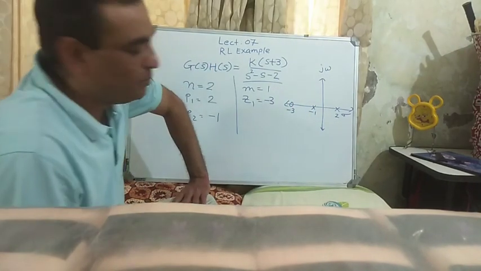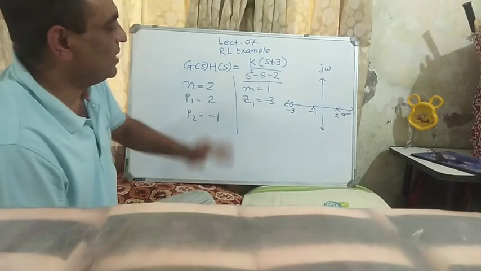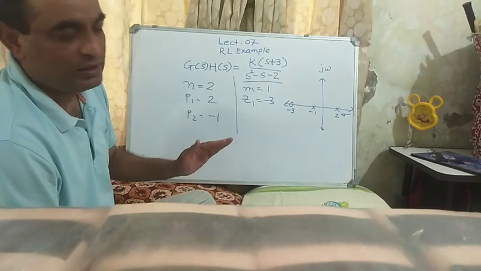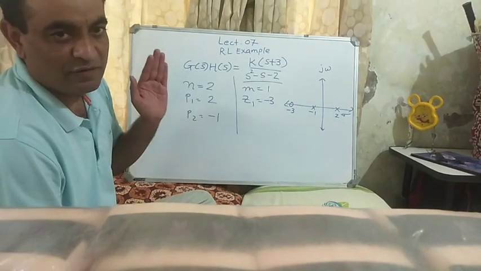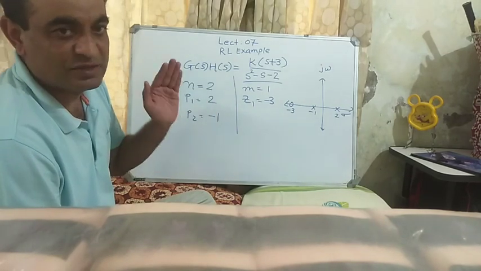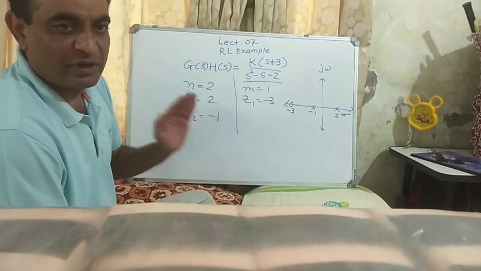This is the pole-zero mapping. There is no complex pole, no complex zeros. If there are no complex poles, there are no complex zeros. There is no point in calculating the angle of arrival for complex zeros and the angle of departure for complex poles. We don't need to worry about angle of departure or angle of arrival.